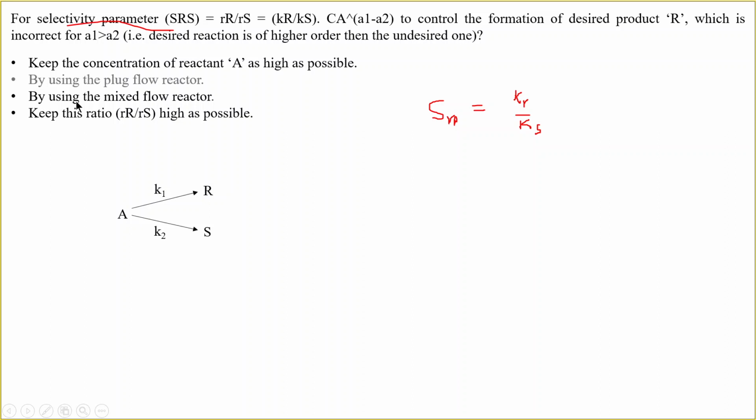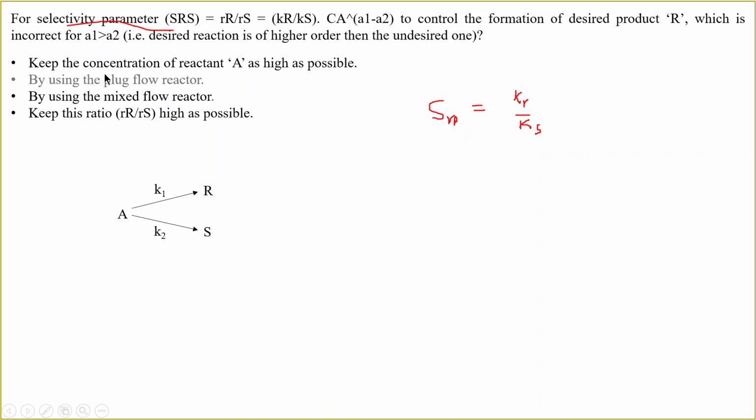Next option is by using the mixed flow reactor. Now this option is incorrect for a1 greater than a2. As we have discussed in the previous question also, by using mixed flow reactor, we are not only letting R form, but we are also increasing the possibility of formation of S. And because of that, it is not desirable to use a mixed flow for this reaction, because already the order of our desired reaction is higher than the undesired one. So we don't need to increase the mixing and give chance for formation of S.